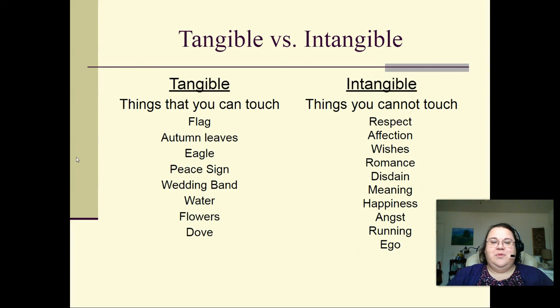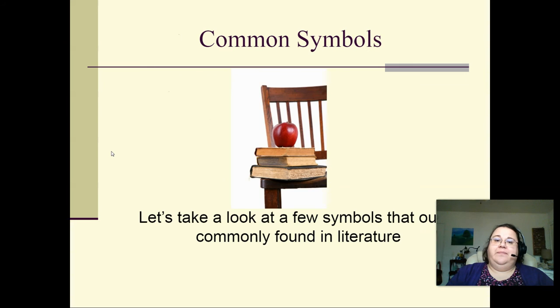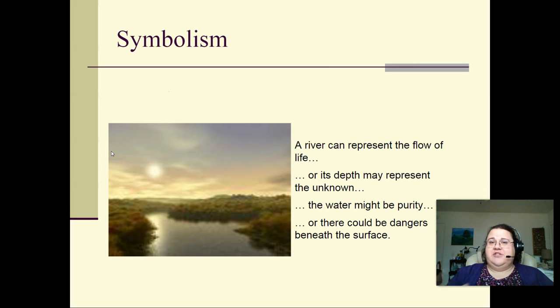So tangible things are things that you can touch, that are real in real time. Intangible are things that you cannot touch, like respect, affection, wishes, romance, disdain. Now, again, we're going to take something that is physical, that we can see and touch, and we are going to make it mean something that we cannot touch. Common symbols. Especially for literature, river and water are extraordinarily powerful symbols. They can mean anything from mystery to rebirth to death, like the river Styx. So water has an extraordinarily broad symbolistic nature and can be used in many different ways.